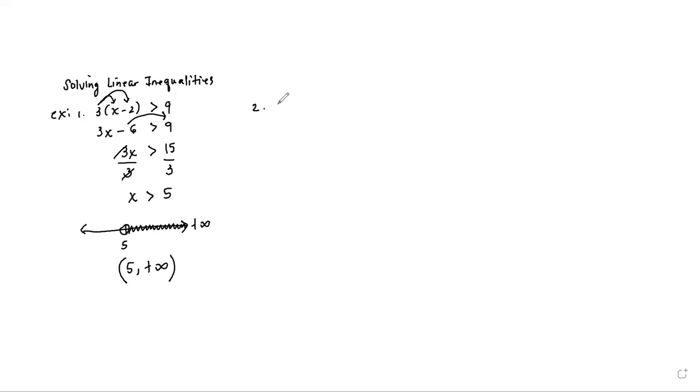Now, for our second example, let us consider negative 5x minus 14.5 is greater than or equal to negative 0.5 times the quantity of 9 minus 2x. So in here, we will distribute negative 0.5. So we write it as negative 5x minus 14.5 is greater than or equal to negative 0.5 times 9 is negative 4.5. And then negative 0.5 times negative 2x is positive x.